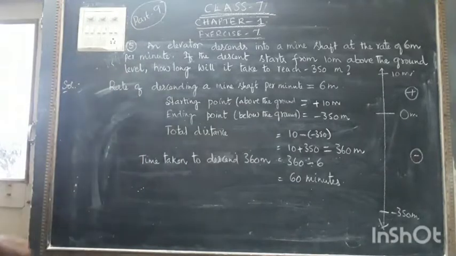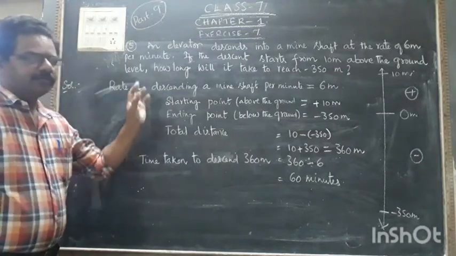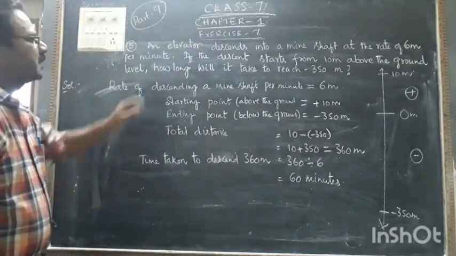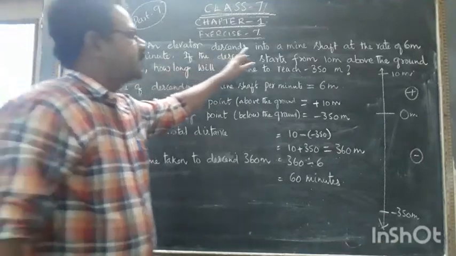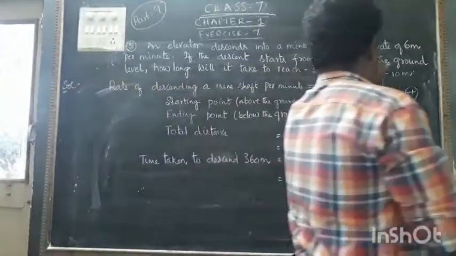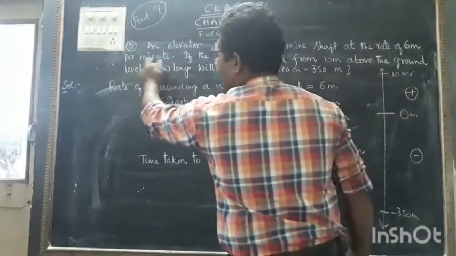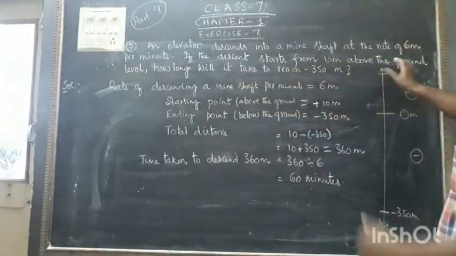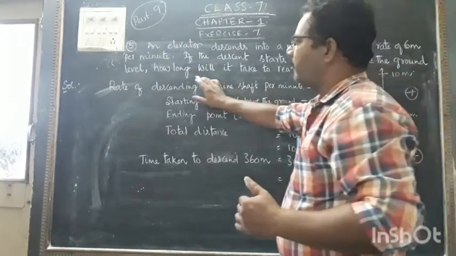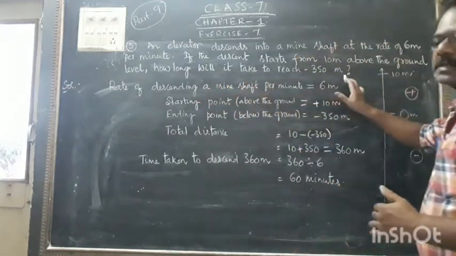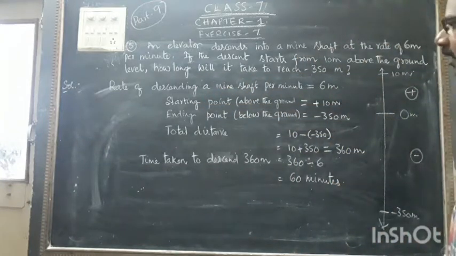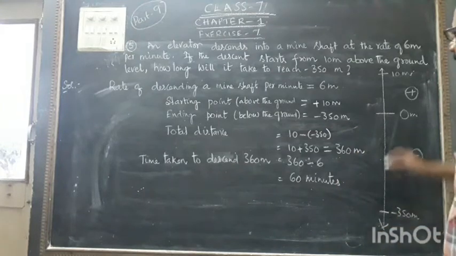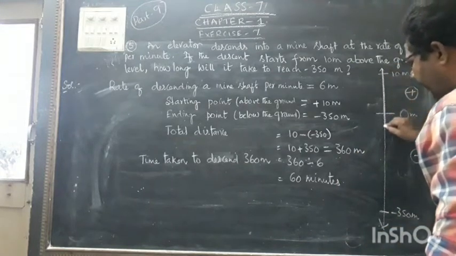See the children. The fifth sum and the last sum of this exercise. An elevator descends into a mine shaft at the rate of 6 meters per minute. If the descent starts from 10 meters above the ground level, how long will it take to reach minus 350 meters? For our easy understanding, here I have given a diagram.